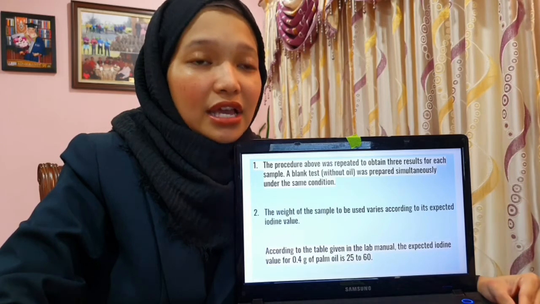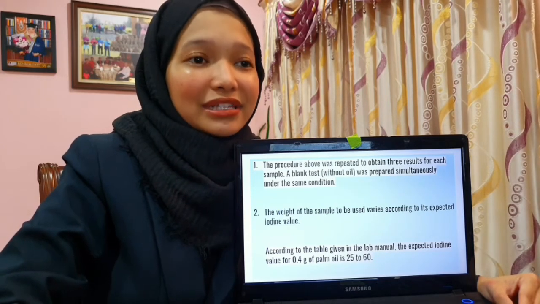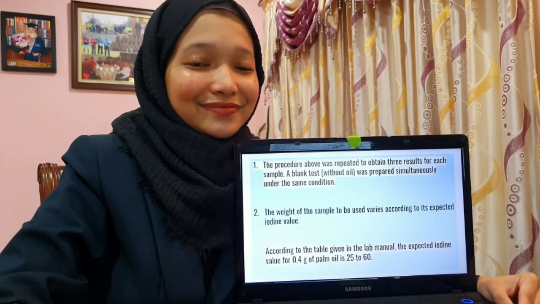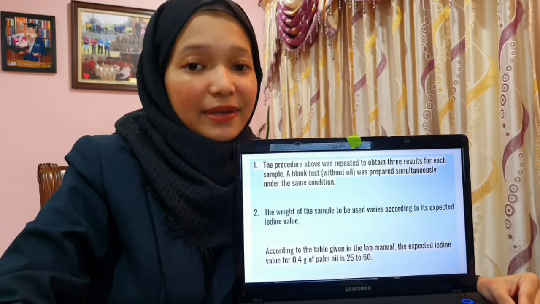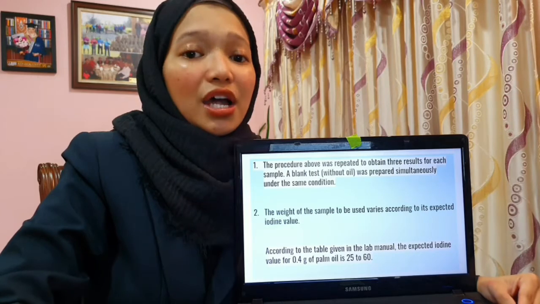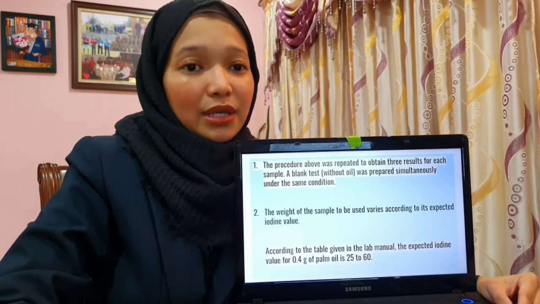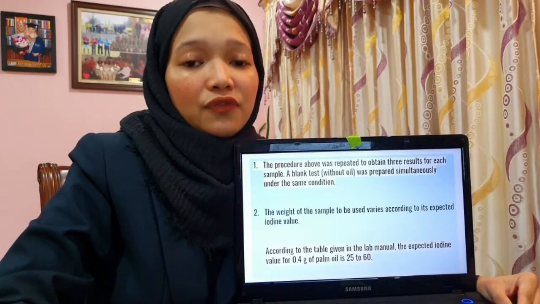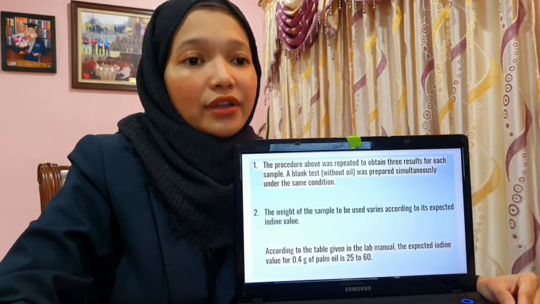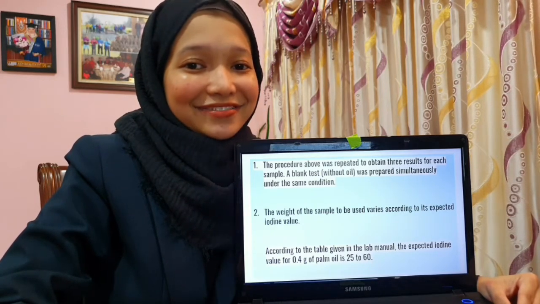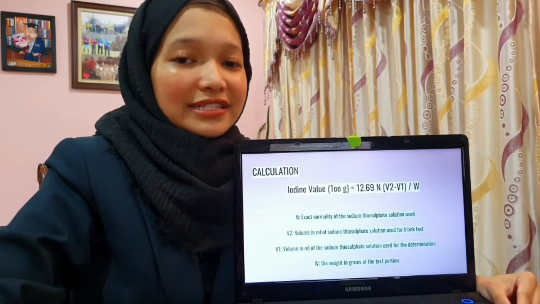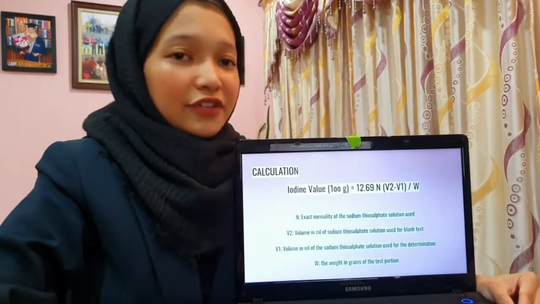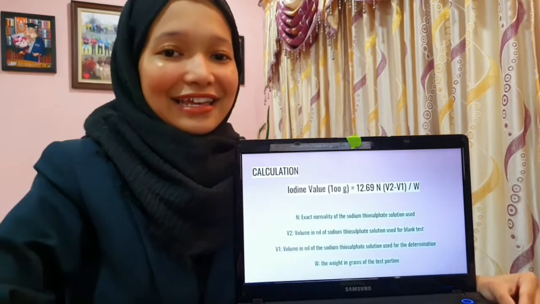A blank test without oil was prepared simultaneously under the same condition. The weight of the sample to be used varies according to its expected iodine value. According to the table given in the lab manual, the expected iodine value for 0.4 gram of palm oil is 25 to 60. This is the calculation that is involved in this experiment. The formula is given in the slide.